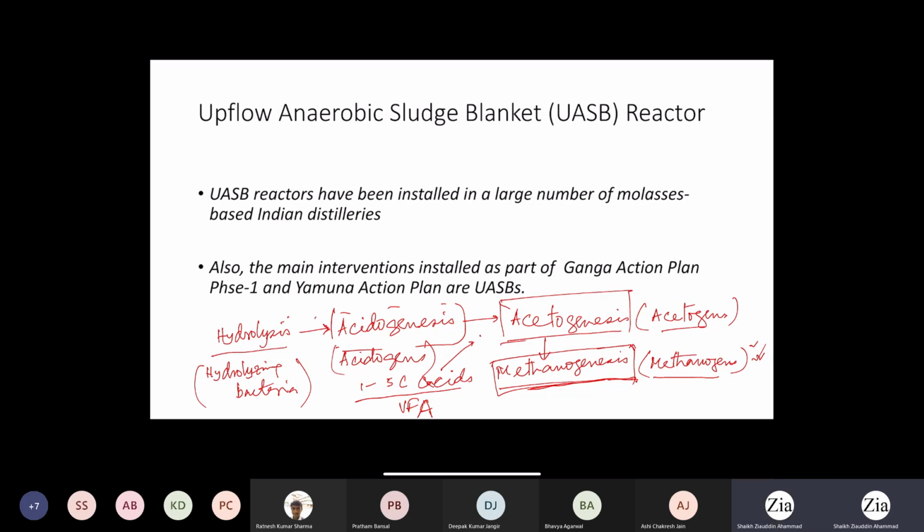And within this methanogen community, two different kinds of methanogens are there. One is acetate utilizing. Another is hydrogen utilizing.